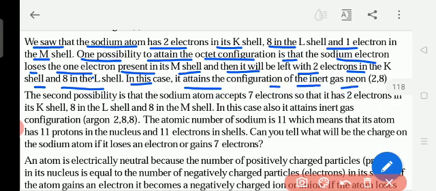In this case, it attains the configuration of the inert gas neon. Among the inert gases, neon is there, na? So neon's atomic number is 10. So 10 means 2, 8. So if the sodium is losing 1 electron, it gets the configuration 2, 8. So it becomes like neon now.